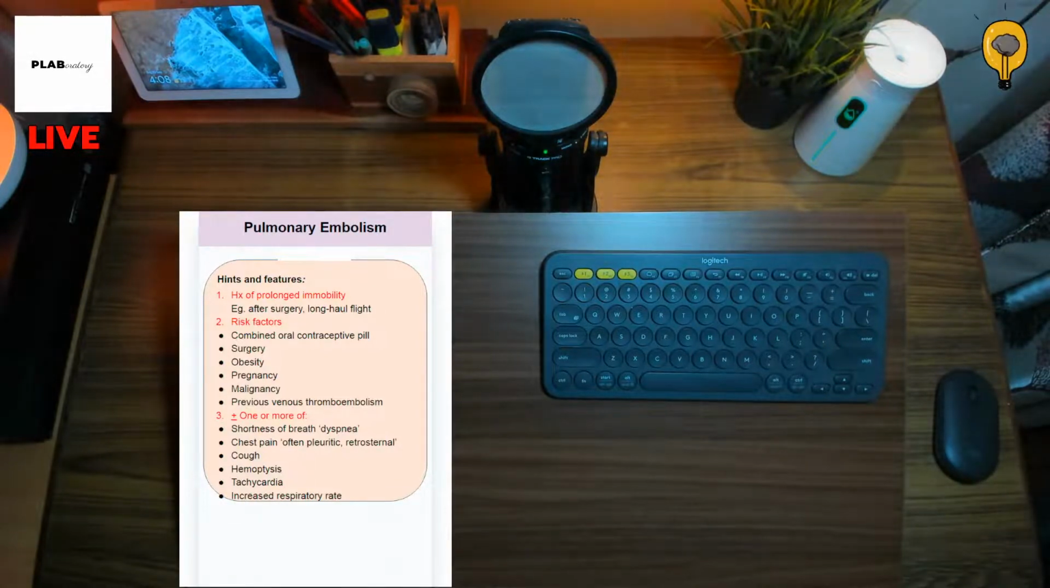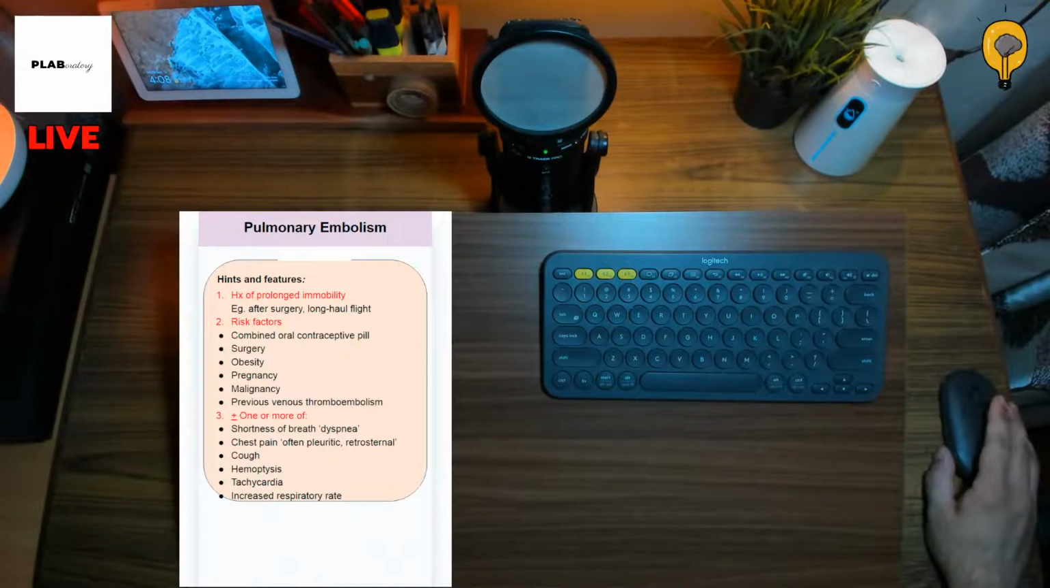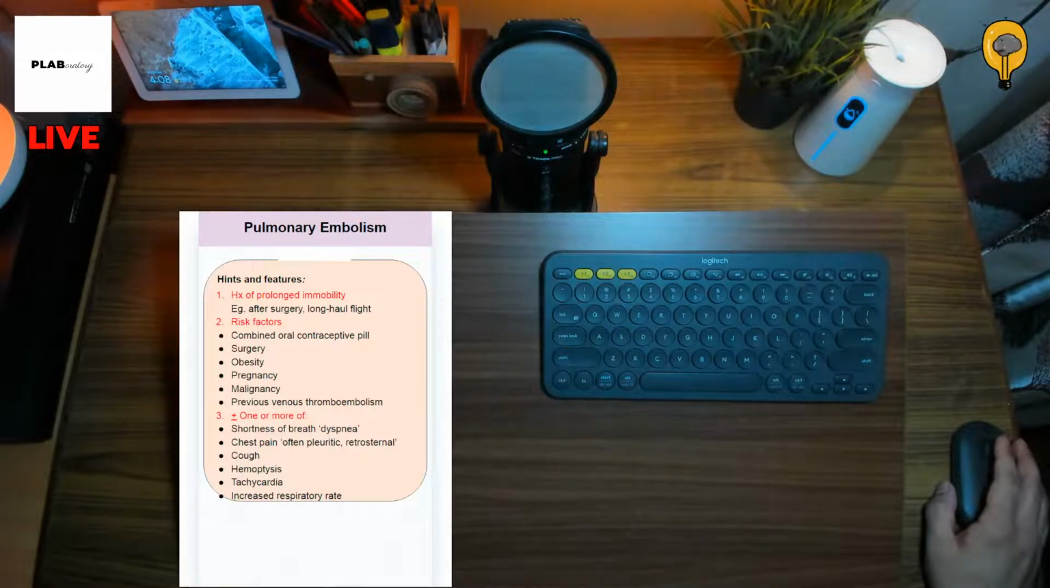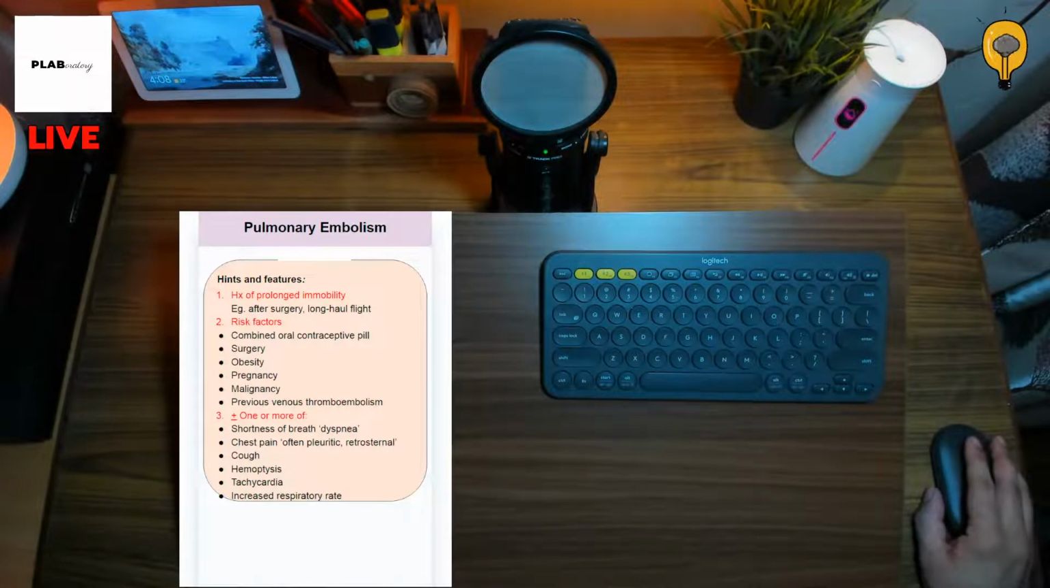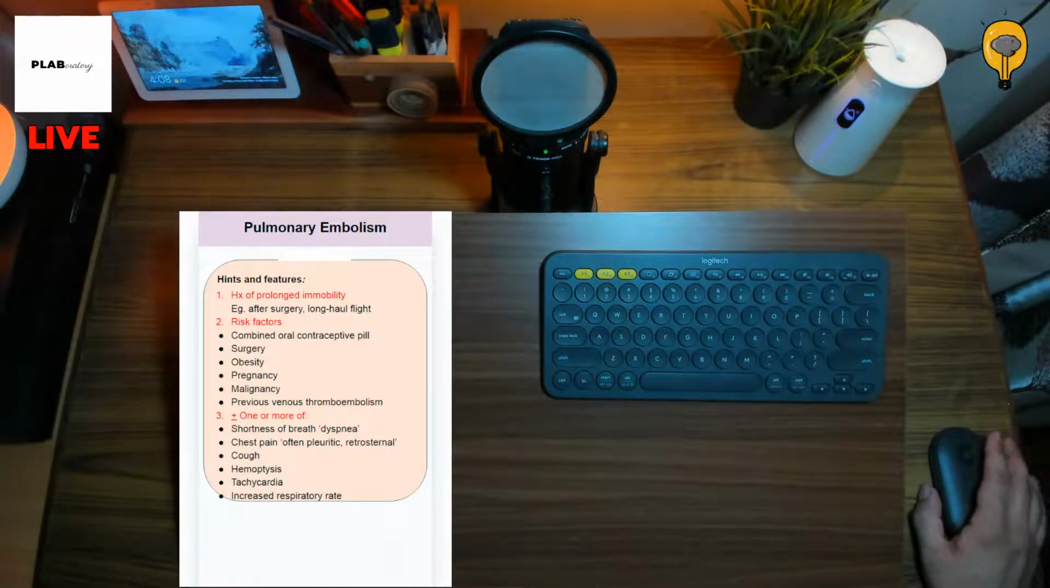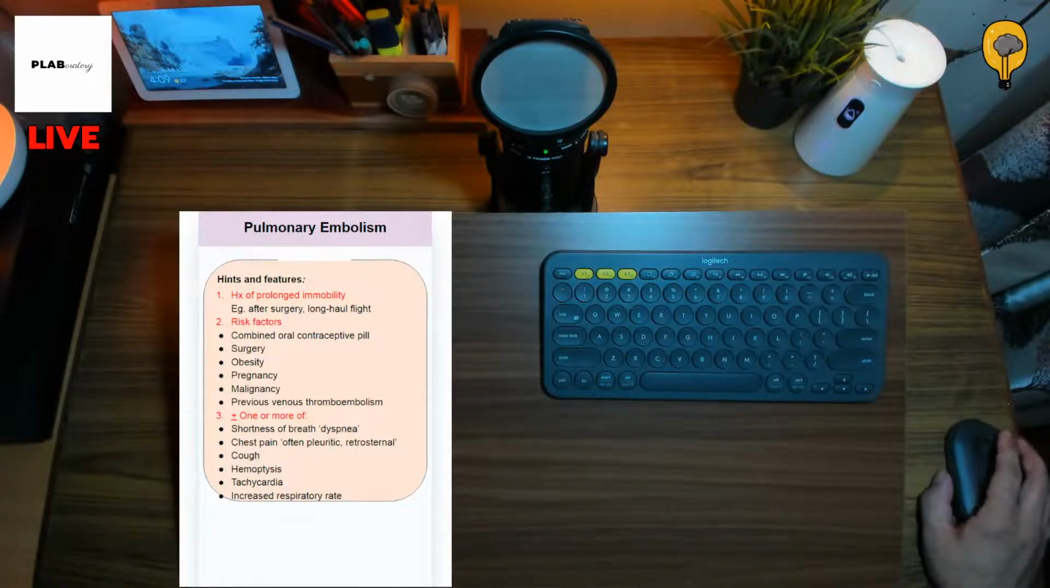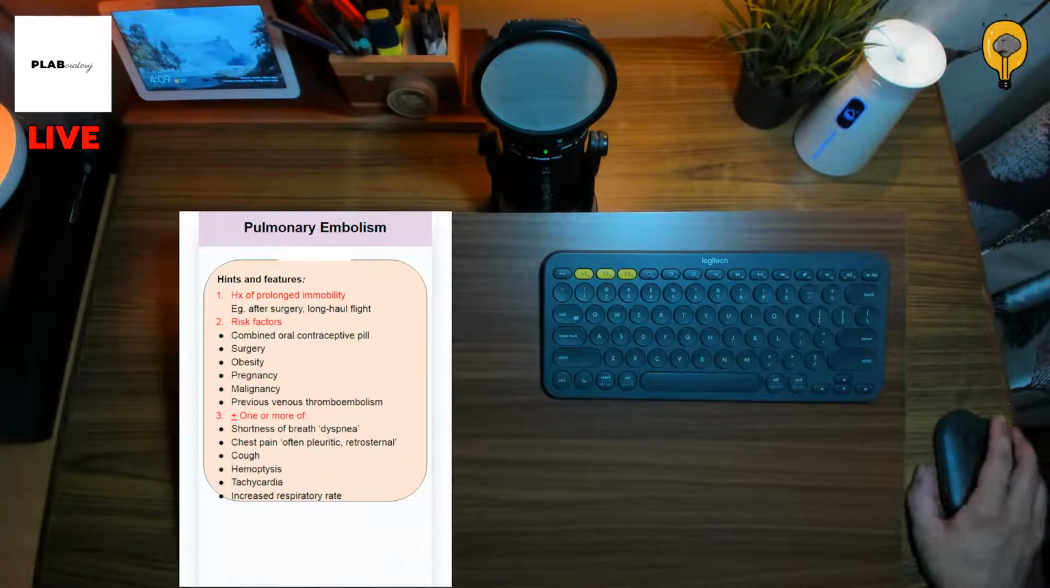So yes, signs and symptoms are important here. Symptoms we can remember are very non-specific: cough, hemoptysis, dyspnea, and pleuritic chest pain, retrosternal chest pain. Signs can be like tachypnea, tachycardia, hypoxia, which can lead to further agitation, restlessness, anxiety, impaired consciousness, fever. Then we can have systemic hypotension, cardiogenic shock, elevated JVP, gallop heart rhythm, and split second heart sound, tricuspid regurgitant murmur, pleural rub, fever or pyrexia. These are the signs and symptoms of pulmonary embolism.